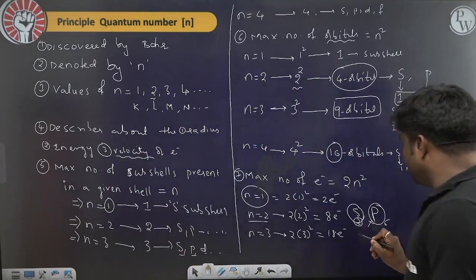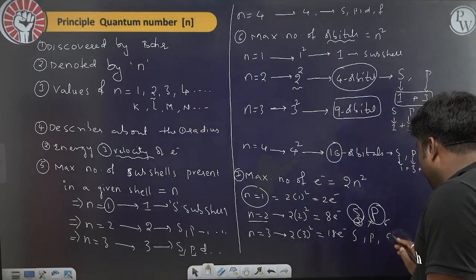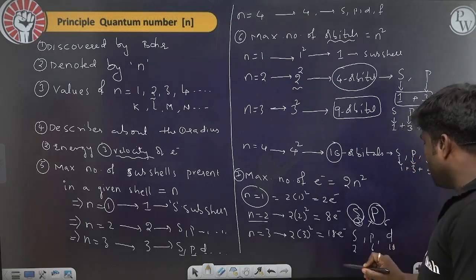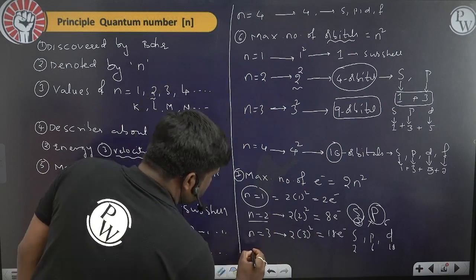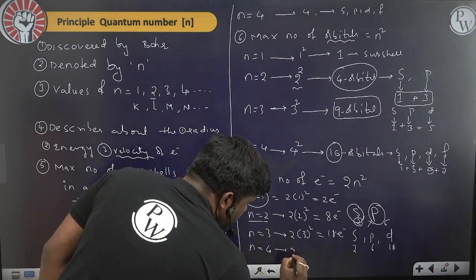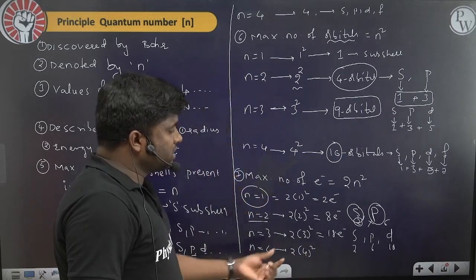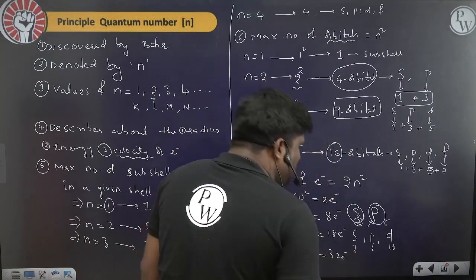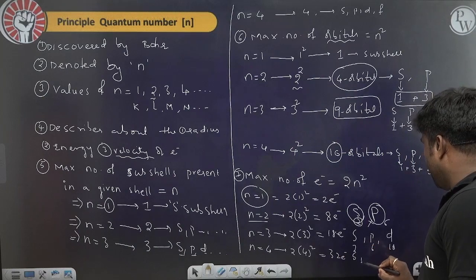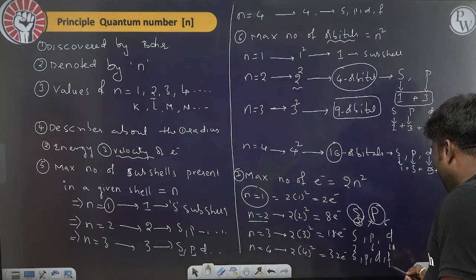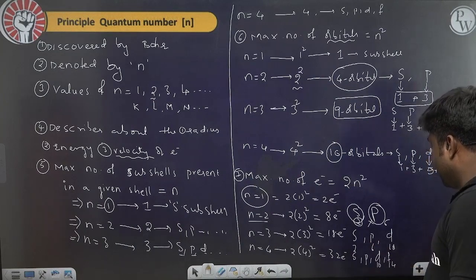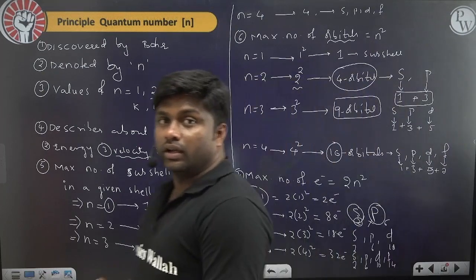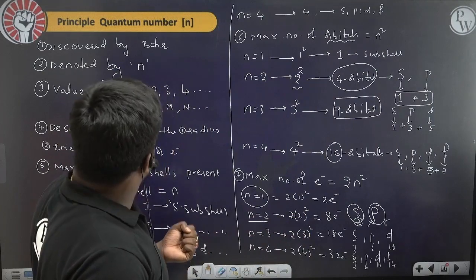So in the third shell, what are the subshells? s, p, d. The d subshell can accommodate 10, the p can accommodate 6, and the s can accommodate 2. So altogether it is 18. And if your n value is 4, then 2 into 4 square. 4 square is 16, 16 into 2 is 32 electrons. The fourth shell can accommodate a maximum of 32 electrons. You will have s, p, d, f. The f subshell can accommodate 14, the d can hold 10, the p 6 only, the s 2. Altogether it is 32. Right. So this is about the principal quantum number.